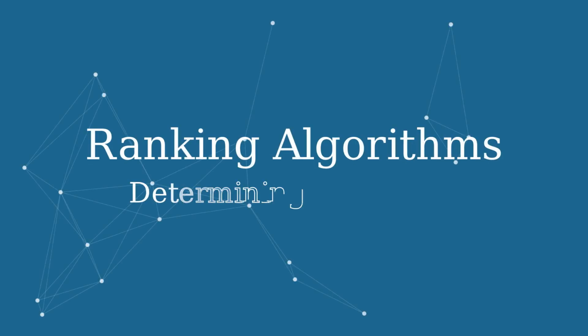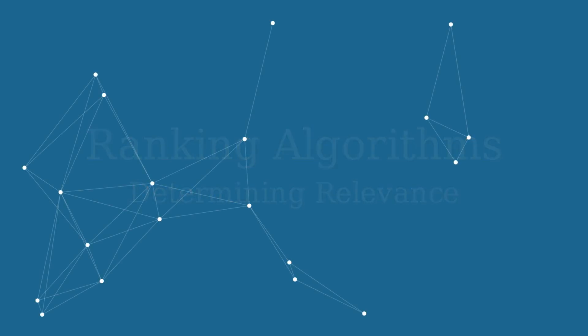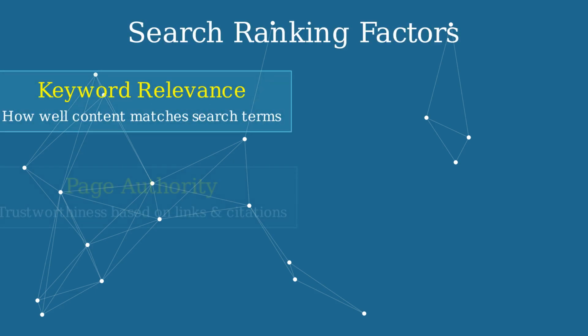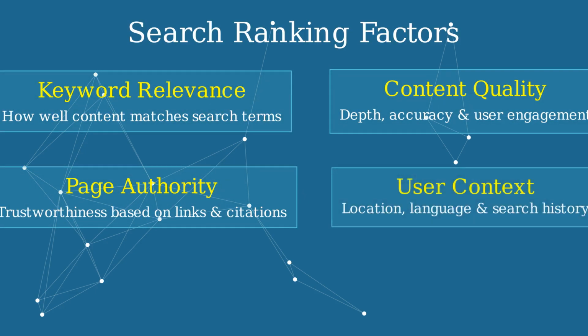Ranking algorithms determine which pages are most relevant to a user's search query. Search engines use complex algorithms that consider hundreds of factors to determine which pages are most relevant. These include keyword relevance, page authority, content quality, and contextual factors like the user's location.